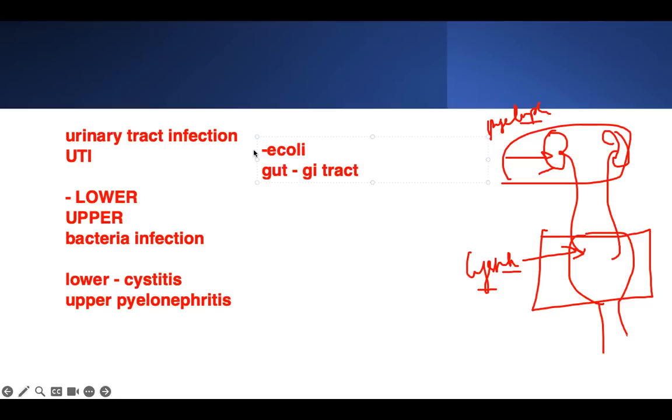This is the main reason why we try to let you wipe from front to back, because if you wipe from back to front, it goes to the anal canal, from the anal canal into the urinary tract, and you get infection. What are the risk factors for this problem? Who gets urinary tract infection? Straightforward, always female, because what? They have a very short urethra.